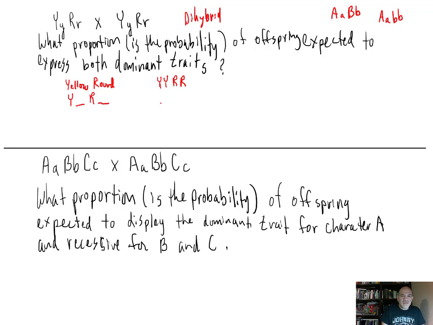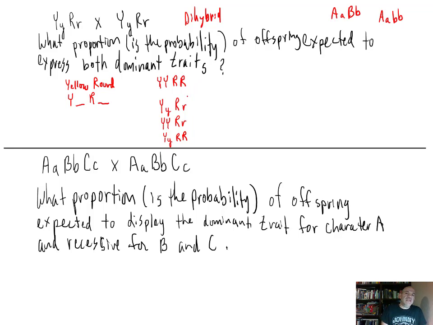Another one is both heterozygote. Another is one homozygous dominant, the other one heterozygous. And then a final one would be where the opposite is the case. The first trait, we're heterozygote; the second character, we're homozygous dominant. These are the possible combinations.